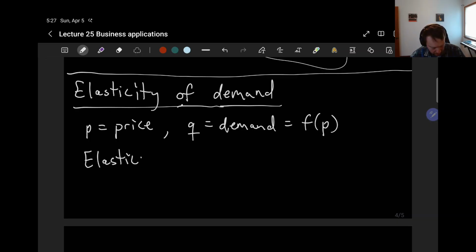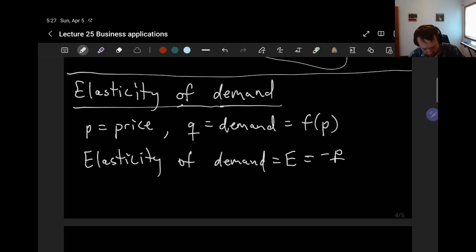But the elasticity of demand, we call that the letter E. And the formula in particular is the negative of P over Q. And remember, Q is a function of P. So the derivative of Q with respect to P.